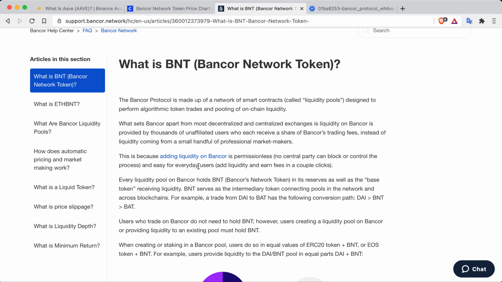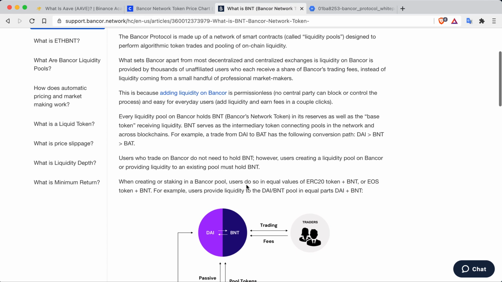This is because adding liquidity on Bancor is permissionless. No centralized party can block or control the process, and it's easy for everyday users. Add liquidity, earn fees in a couple of clicks. Fascinating. This is good. And like they said, there is no controlling party, there is no central party. Of course, we'll read into this more and get to grips and understand it.